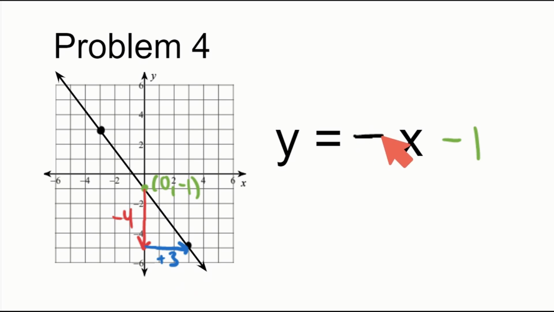So how do we write our slope? What goes on top of our slope? We know that change in y goes on top, so we have negative 4 on top. And we know that change in x goes on the bottom, so 3 is going to go on the bottom of our ratio. So the equation for this line is going to be y = -4/3 x - 1.